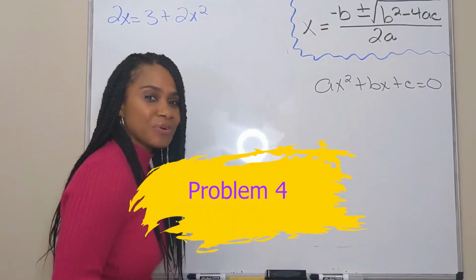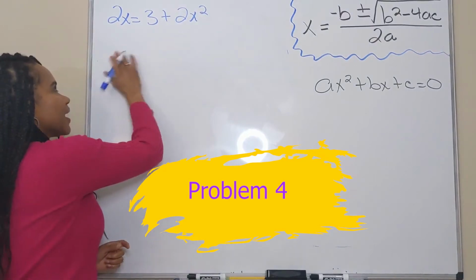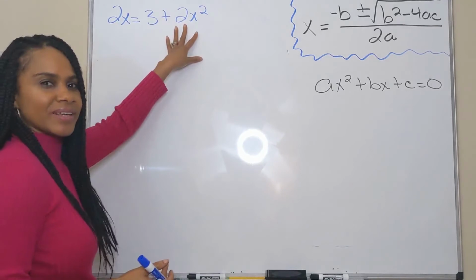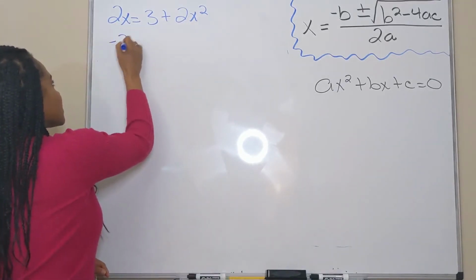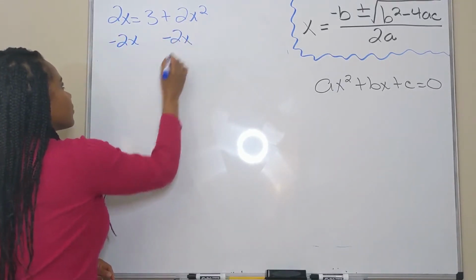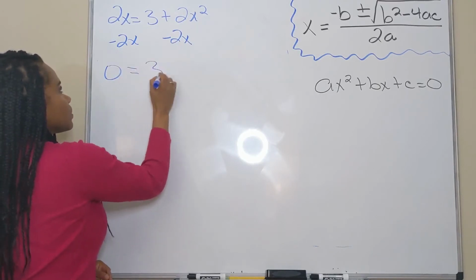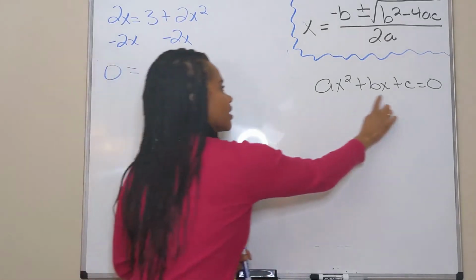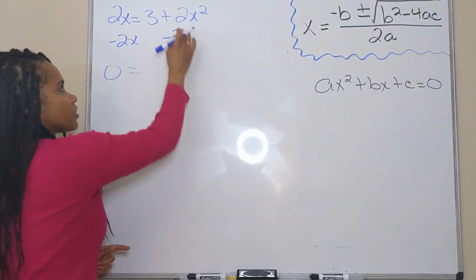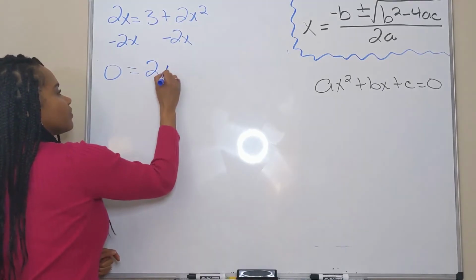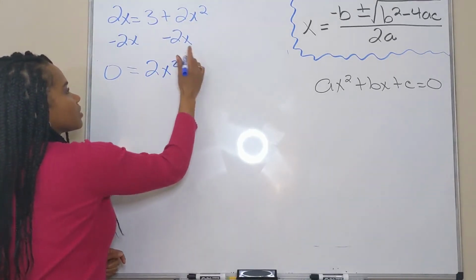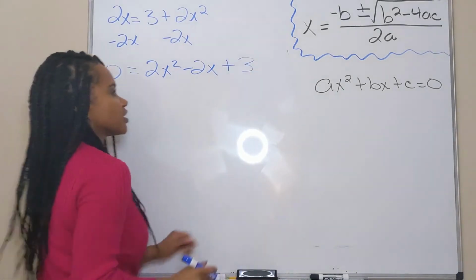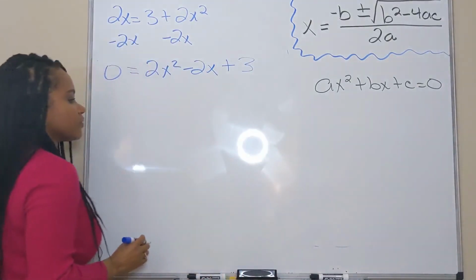So now we're at problem 4, almost done. Just like with our previous problems, like problem number 2, we need to move everything to one side. So I'm going to subtract the 2x. Rewrite this as 0 equals 3, because I want to write it in standard form. So I want my x squared term first. So I'm writing 2x squared first. And next, that will be minus 2x. And then I bring down my constant. It's just easier to label everything when it's in standard form.